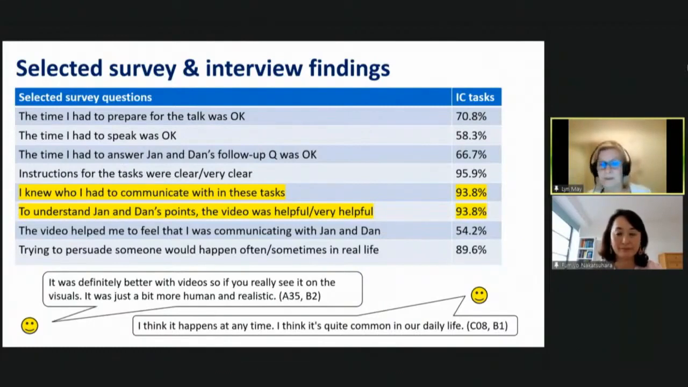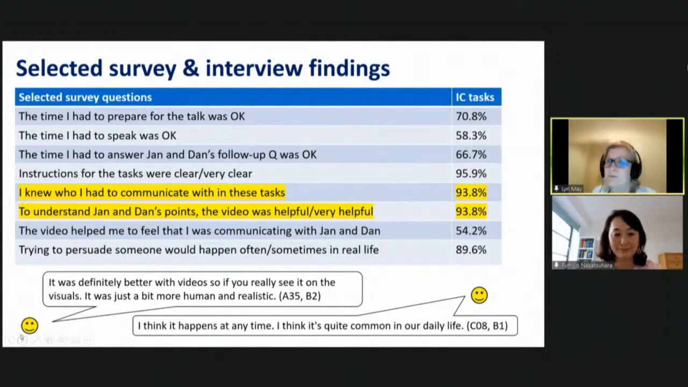And the second comment there from an interviewee was in relation to being asked about persuading. So this was related to the interactional competence task, and so we asked our candidates, do you actually do this in your real life? Does it happen often? And the candidate said, I think it happens at any time. It's quite common in our daily life.